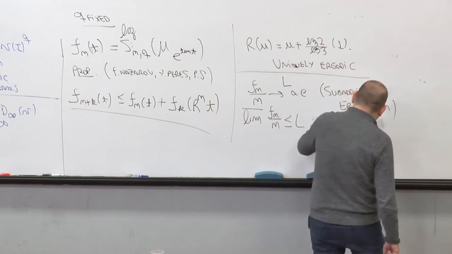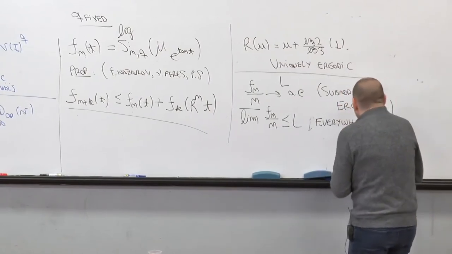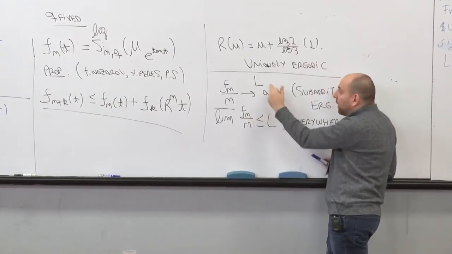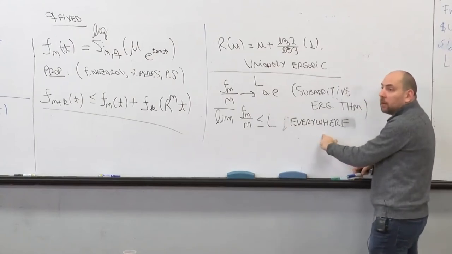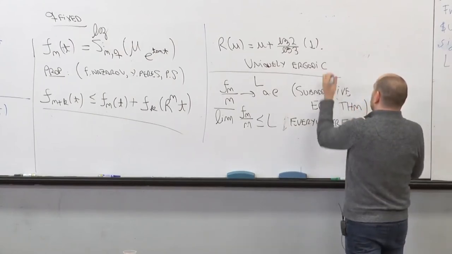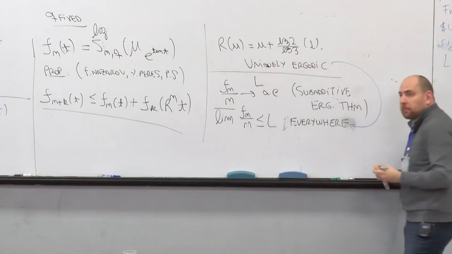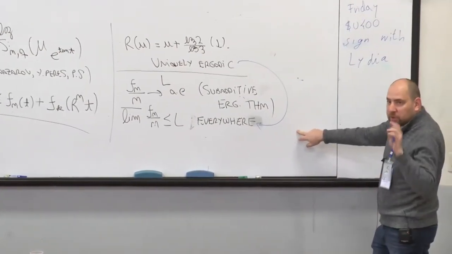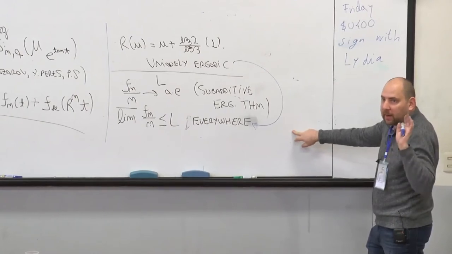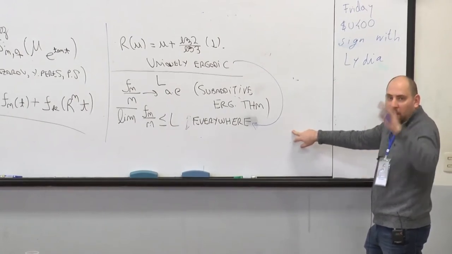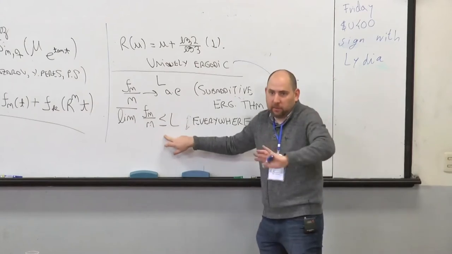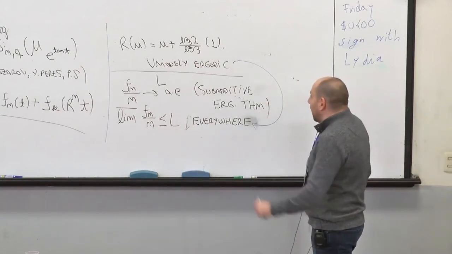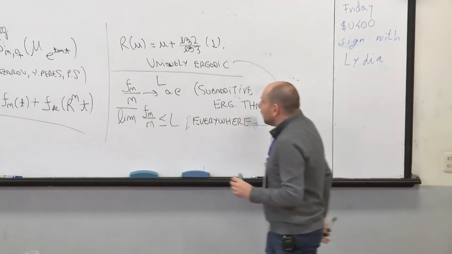And uniformly. The uniformly part is not so important for me, but the limsup of fn over n is at most the typical value everywhere. Everywhere. This is the part that uses unique ergodicity. This was stated and proved by Furman, but actually there is a proof of the subadditive ergodic theorem by Katznelson and Weiss, and if you look at their proof, this is there. You just have to read the proof. It is there.